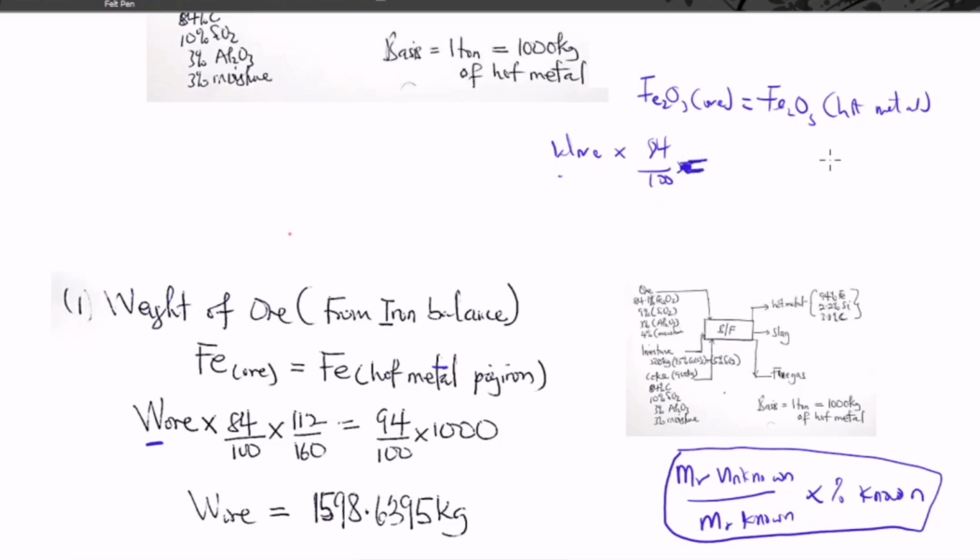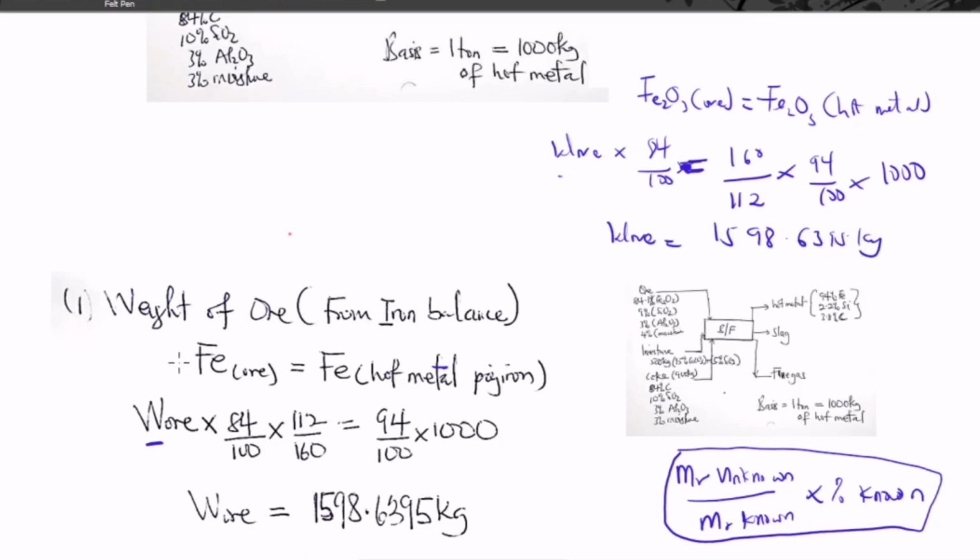Hot metal, we don't have hematite inside. So for us to find the hematite, it will be the molar mass of what? Unknown, which is 160, all over the molar mass of known, 112, times the percentage of known, which is 94 over 100, times the mass of what? The hot metal, which is 1,000 kilograms. And when you do that correctly, you know that our W will give you the same answer, which is 1598.6 kilograms.